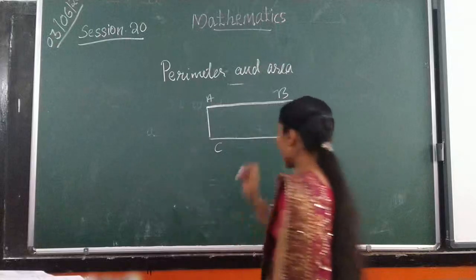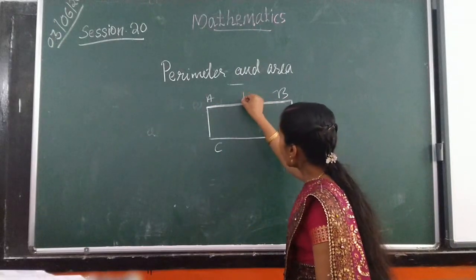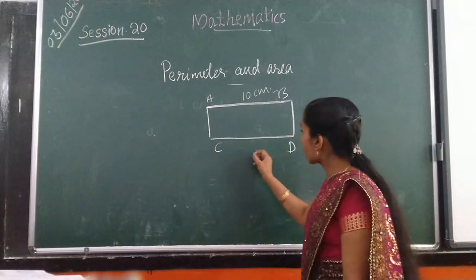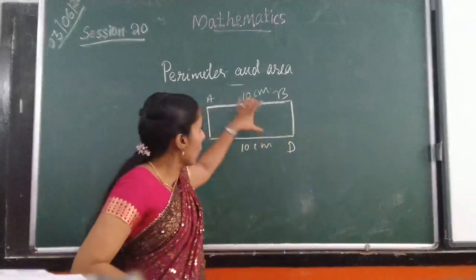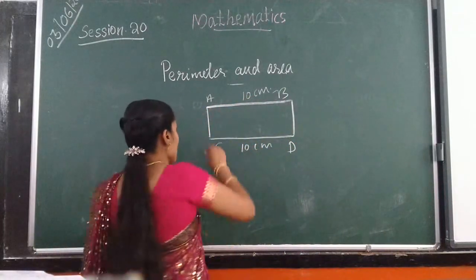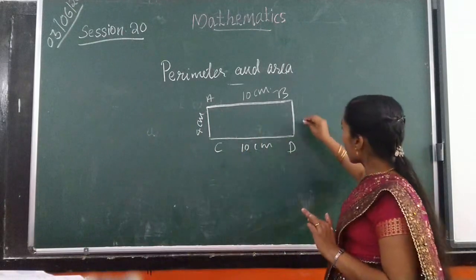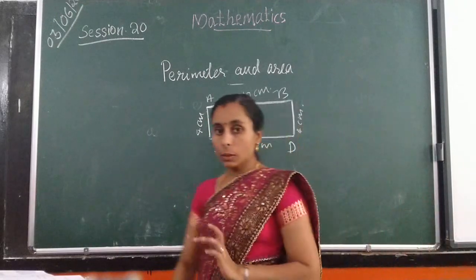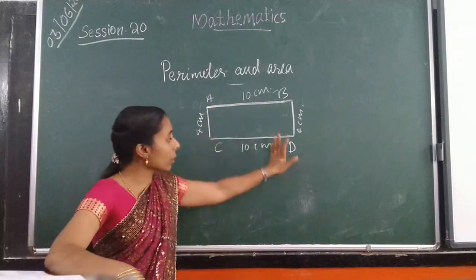Rectangle ABCD. Length AB is 10 cm, and CD also is 10 cm because opposite sides are equal. Isn't it? Here it is 4 cm. AC is 4 cm and BD is also 4 cm. A four-sided polygon, opposite sides are equal and it has 4 corners.